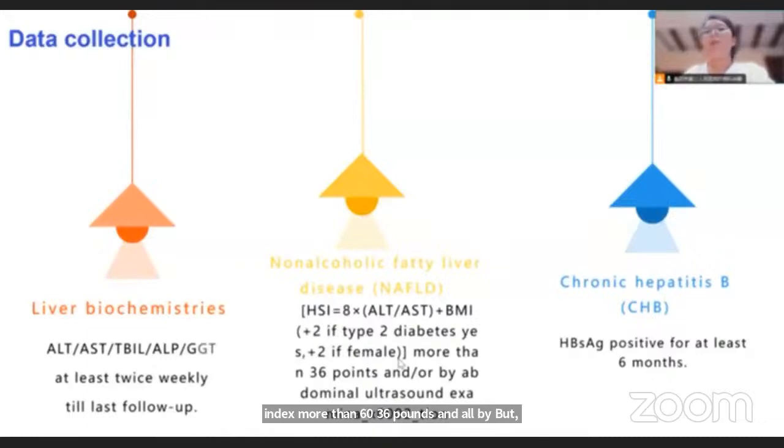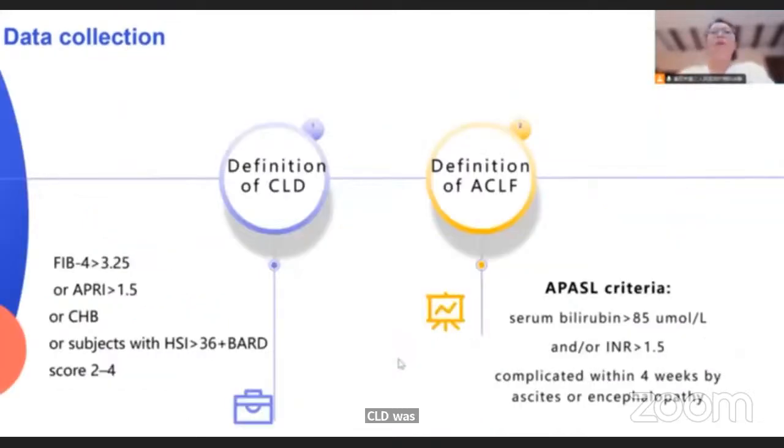ultrasound examination. Chronic hepatitis B was defined as HBsAg positive for at least 6 months. CLD was defined as FIB4 greater than 3.25 or APRI greater than 1.5 or CHB, or subjects with HSI greater than 36 and BOD score 2 to 4.